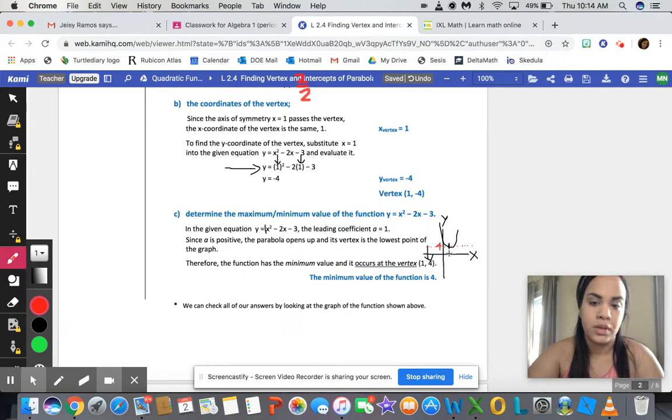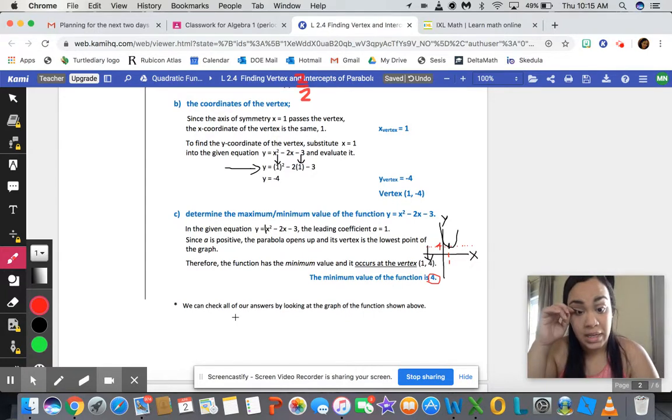What's the x value over here? 1. So 1, 4, which is the vertex, which value do we want? Do we want the x value, like the axis of symmetry, or do we want the y value, the one that goes left and right? We want the y value. That gives us the minimum. And that's where we get 4 over here. Okay? So we can check all of our answers by looking at the graph of a function.